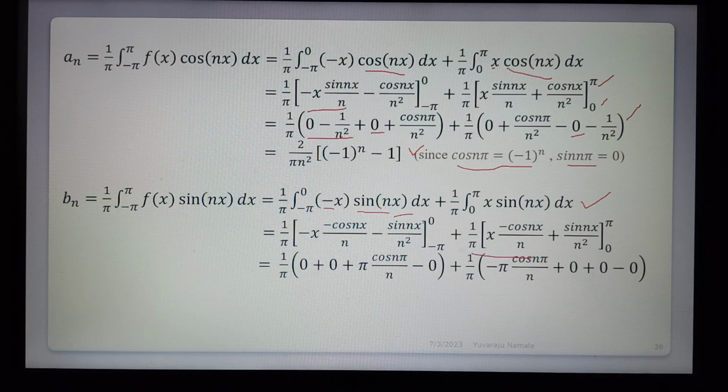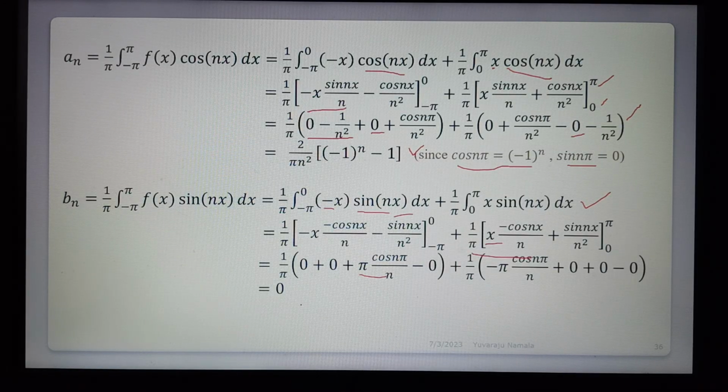1 by 5 into substituting limits 0, second one sin 0 is 0. Next one minus to minus plus, plus into minus minus, minus to minus plus 5. 5 into cos n pi by n minus sin n pi 0. Next 1 by 5 into x is equal to pi, minus pi cos n pi by n, sin n pi 0, x is equal to 0, 0, sin 0 is 0. Simplification is 0. Bn is equal to 0.